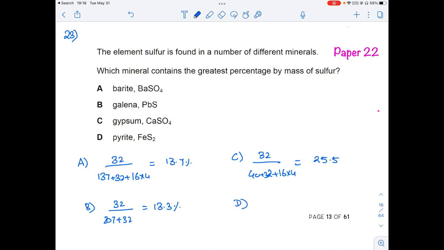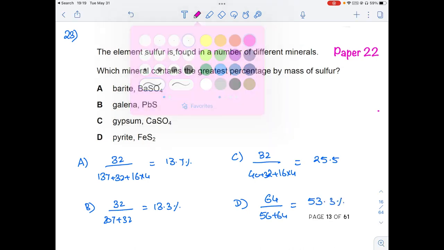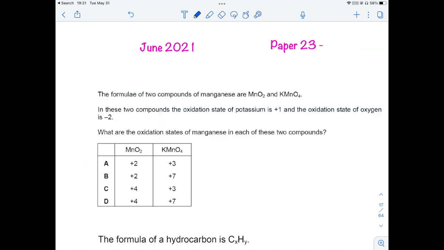And finally option D, pyrite, which is FeS2. S2 is 32 times 2, which is 64, divided by Fe is 56 plus 64. That's going to be 53.3%. So we can see that clearly it is highest in option D. So A, B, C are wrong options. To the next question, question number 24.